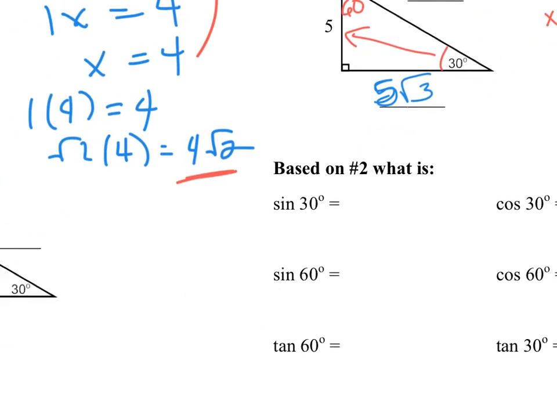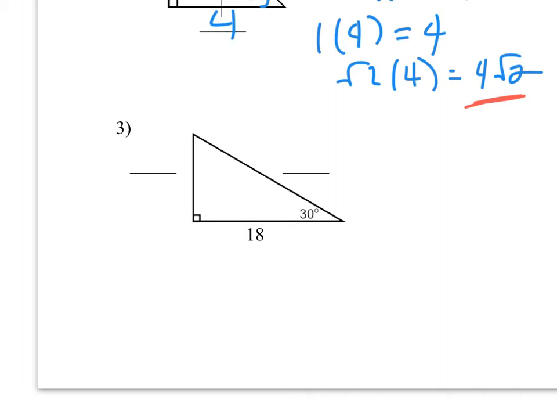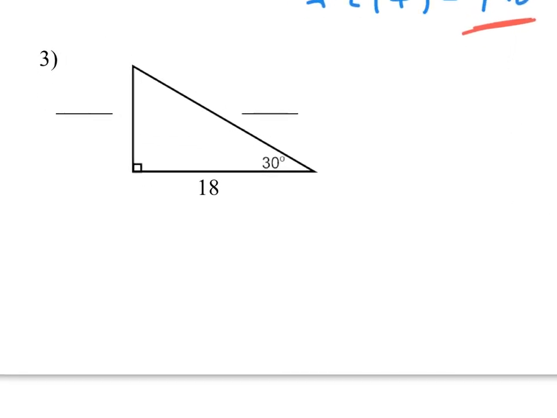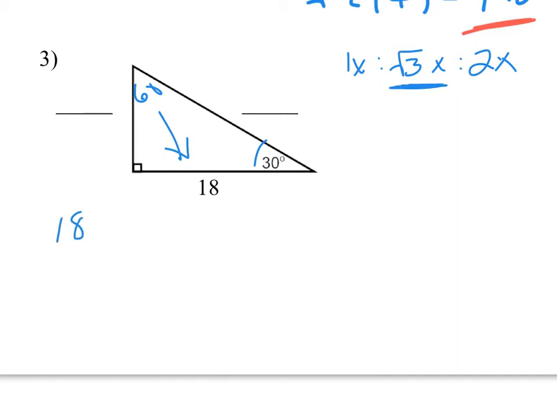All right, and then we can get more complicated, not crazy, but more interesting, I guess is the word. If we want to find all the sides of this triangle, this is 30, so we know this is 60. So this is the side opposite the 60. Remember it's 1x, radical 3x, and 2x is the ratio for 30, 60, 90. This is the 60, so 18 is the side opposite the 60, so it's radical 3x.